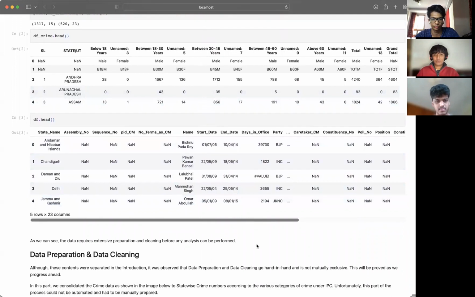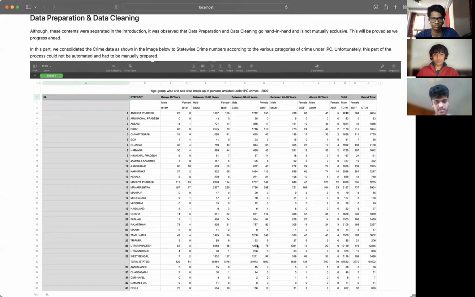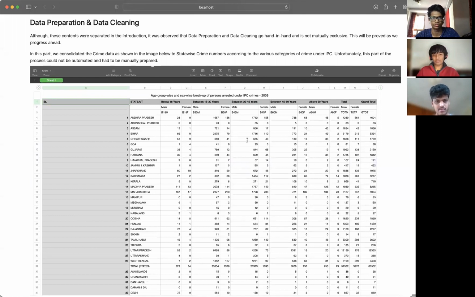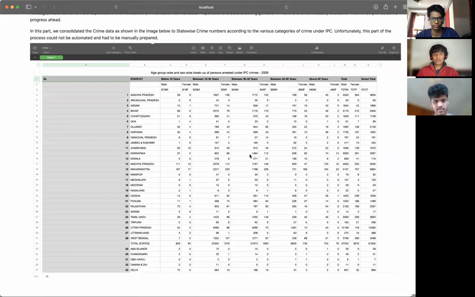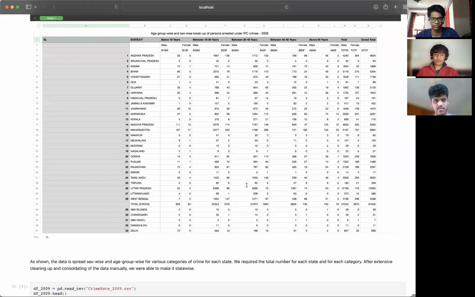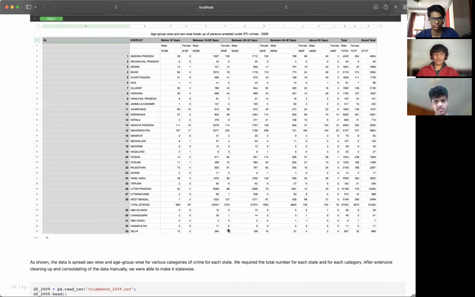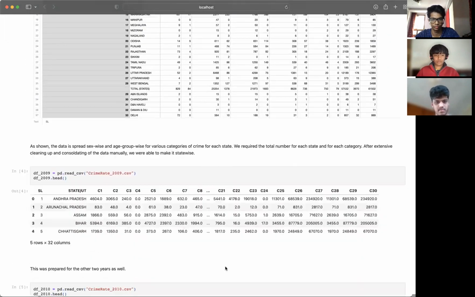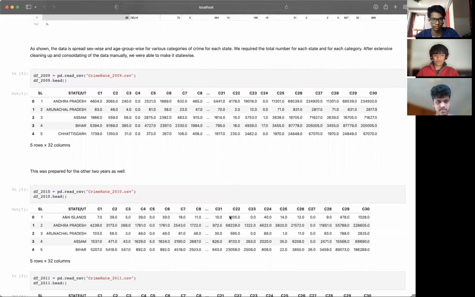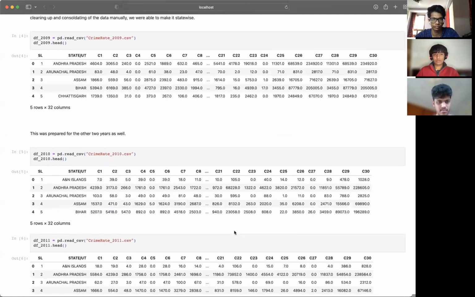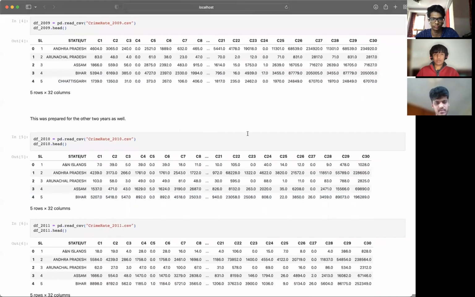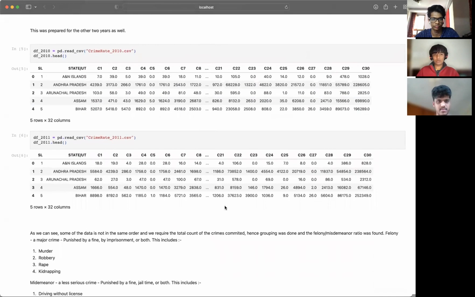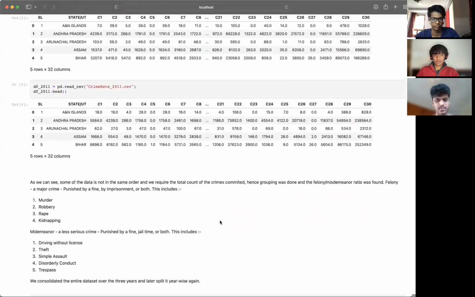Initially we went about cleaning them, and then found out for individual crimes. For various IPC sections, we took the total crime count, and then we appended them as the set of features to create the data set. Ritu, can you scroll down a bit below? Over here, as you can see, the columns C1, C2, C3 all belong to various IPC sections. And then with the total counts, we have the same for 2009, 10, and 11.